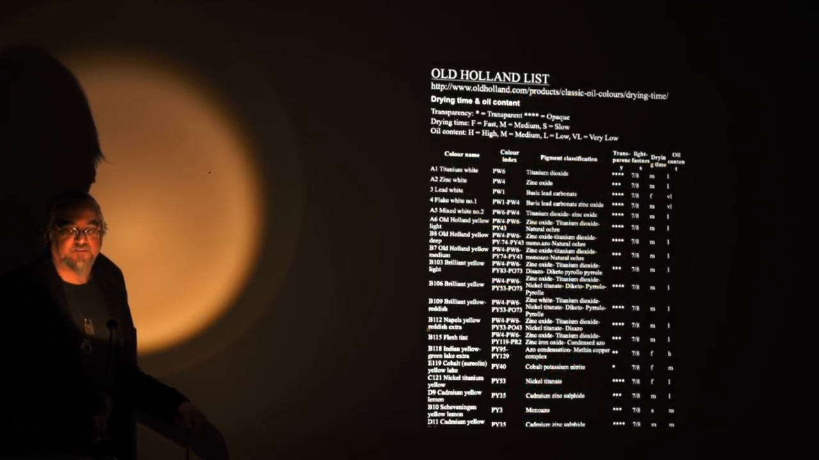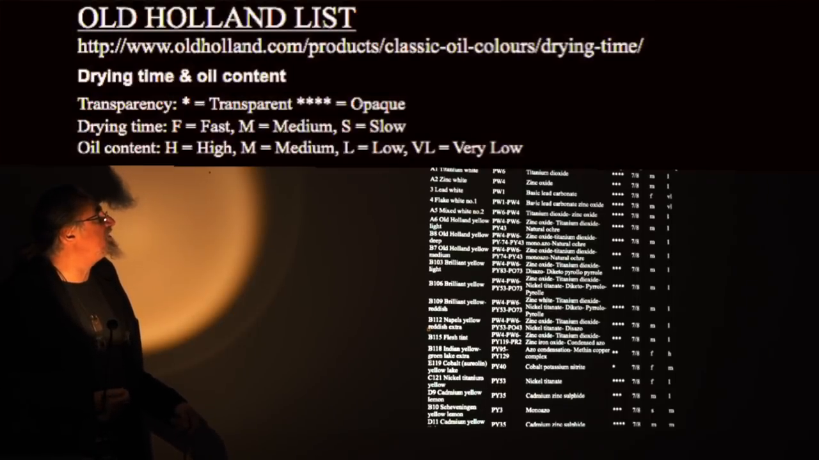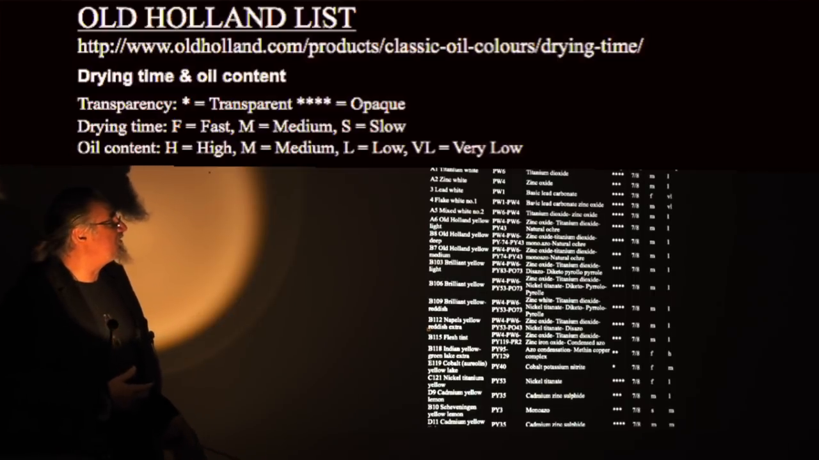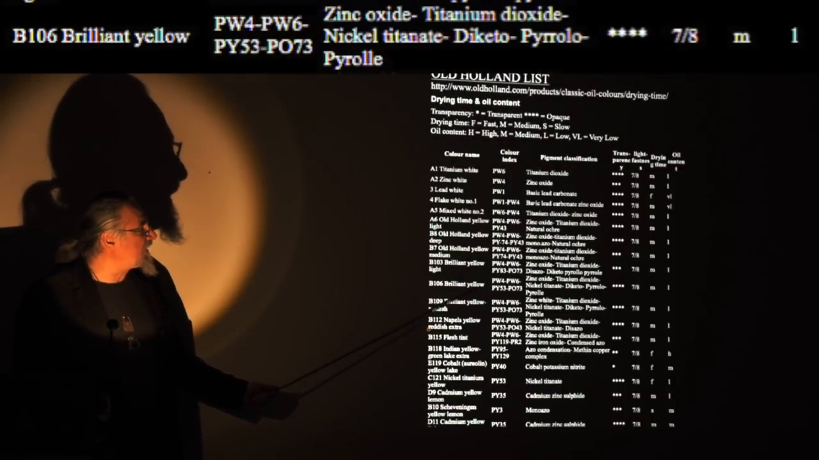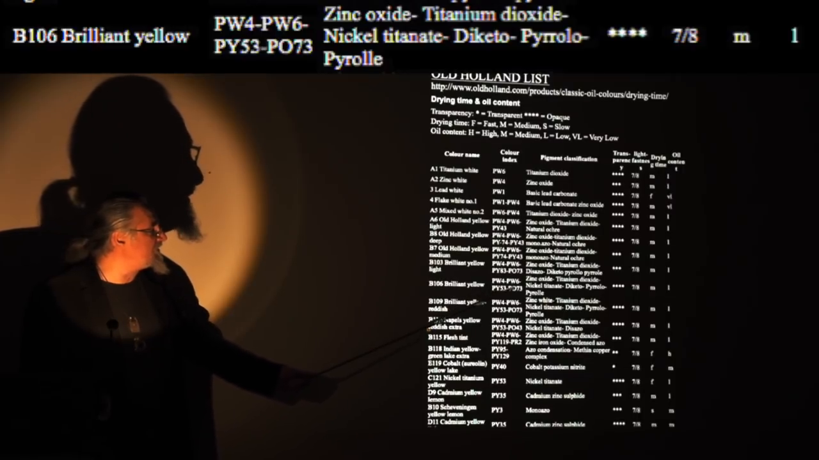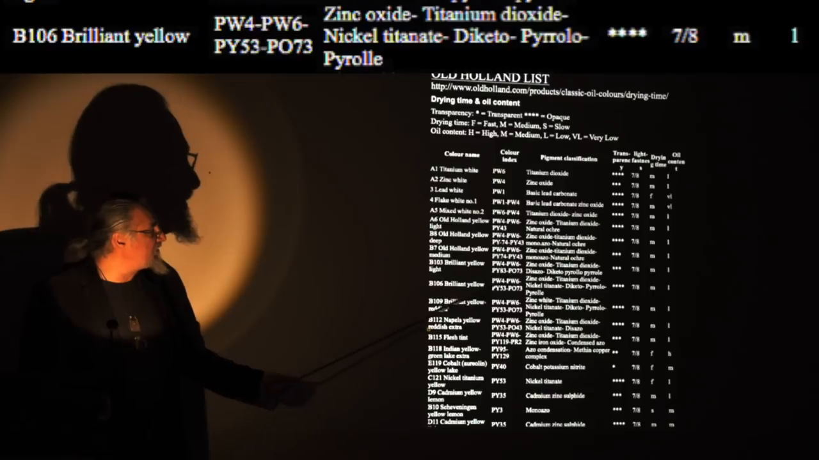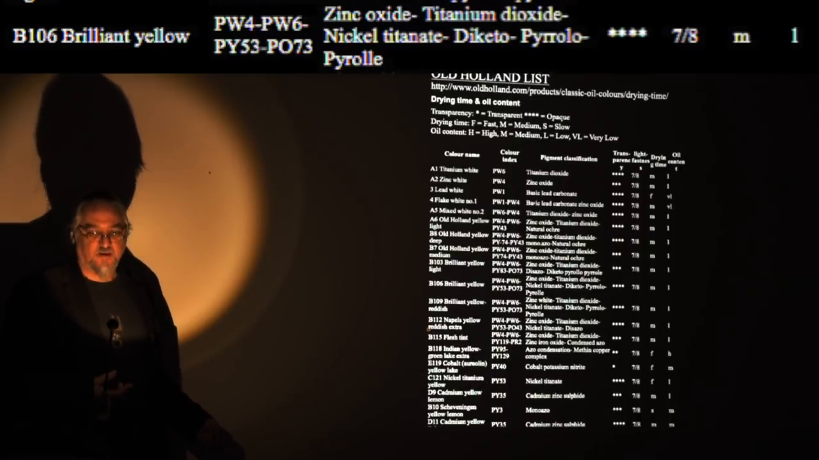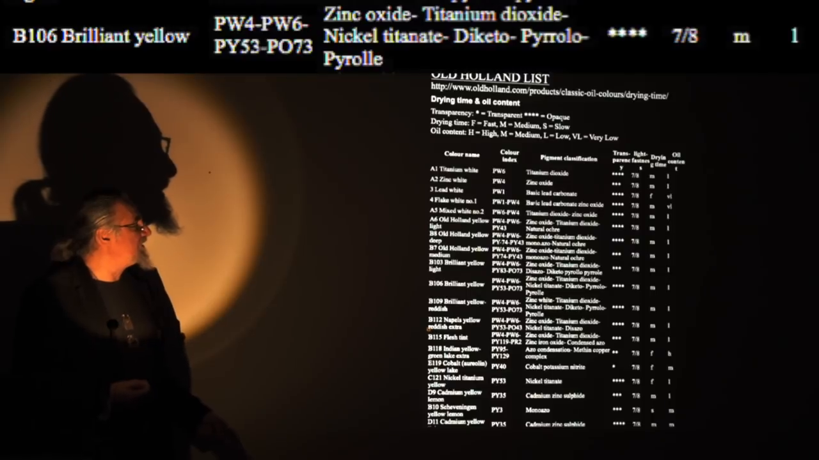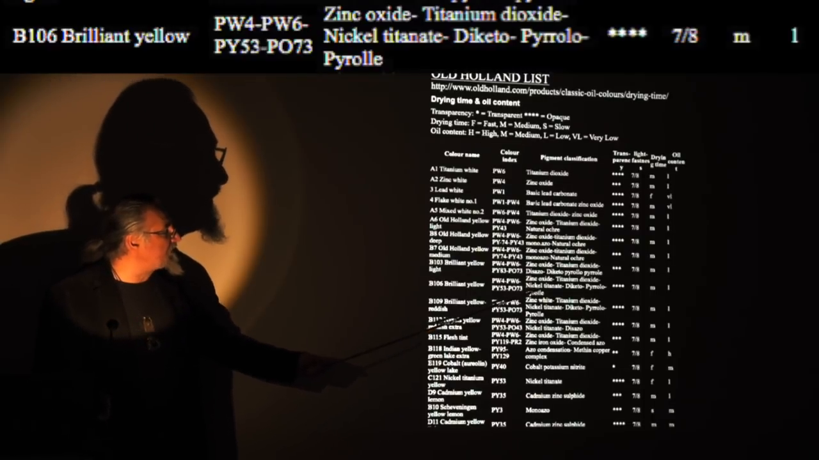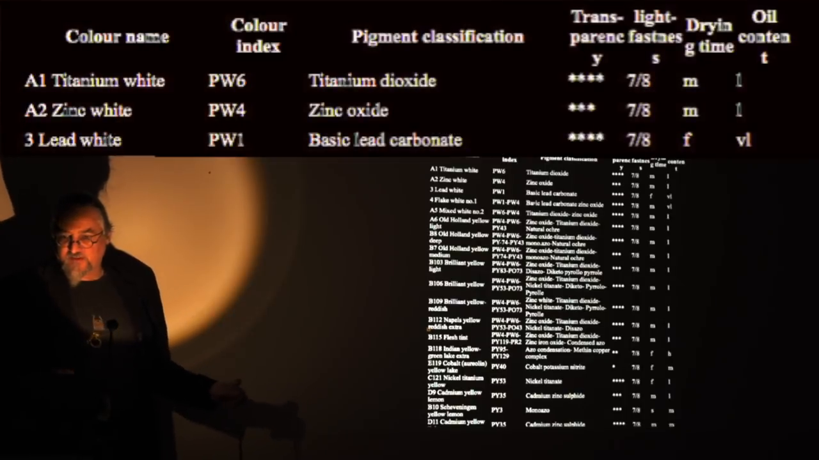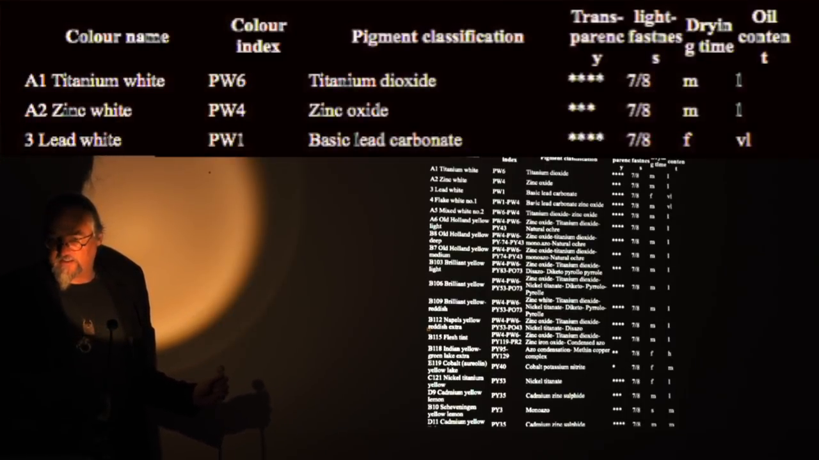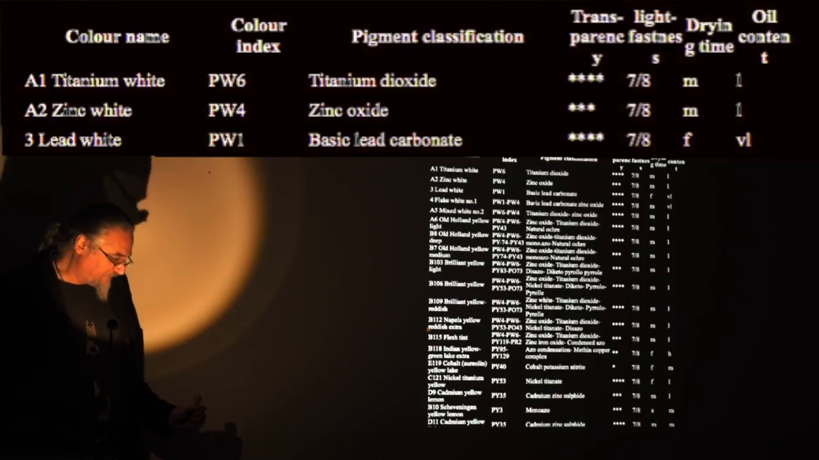When you buy, for example, Old Holland paints, you can also receive a list. And this list not only tells you the different ingredients that go into your color. If I take, for example, the brilliant yellow here, I know that it's a combination of PW4, PW6, PY35, and so on. This PW is pigment white, PY is pigment yellow, and there's a system for classifying all of the different chemicals that go in to create different dyes and pigments. Then you also get the actual metals that are being used to create that yellow, and further you can see both its transparency, its light fastness, its drying time, and the amount of oil it contains.